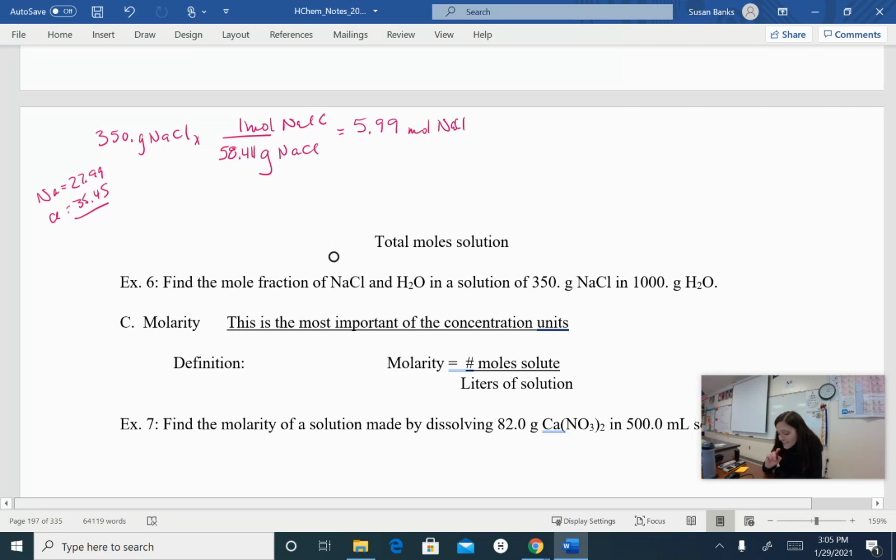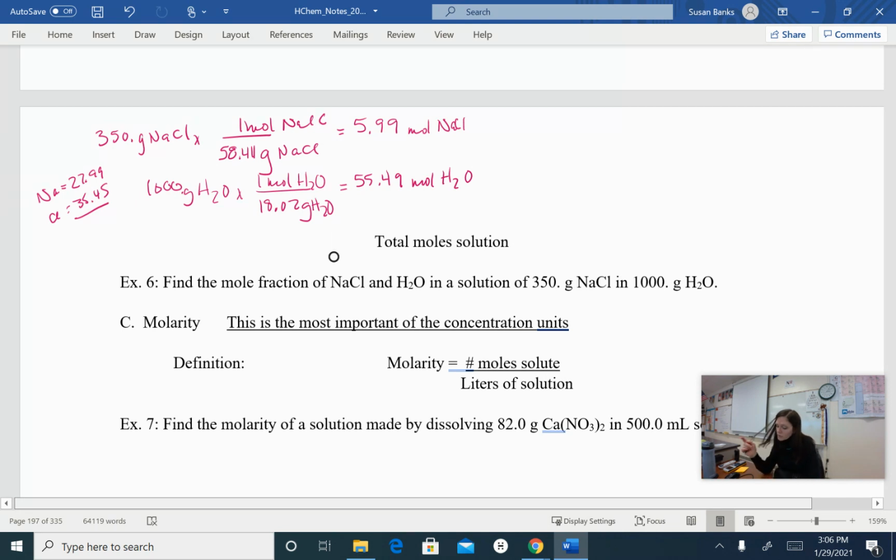Okay, I need to do the same thing for water. So I've got 1,000 grams of water, and those are all significant. And 1 mole of water, 2 hydrogens plus an oxygen, is 18.02 grams of water. When I do the math on that, this will give me 55.49 moles of water.